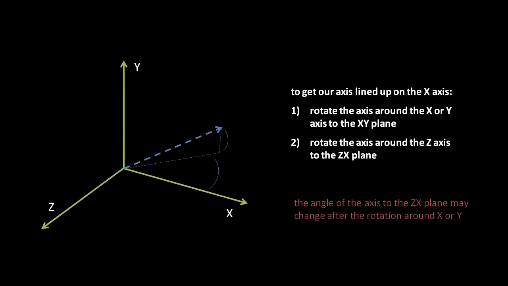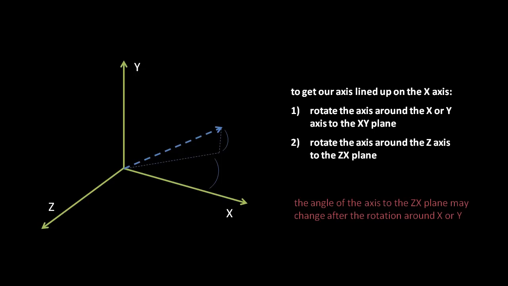We have 2 more options for rotating the line. We can rotate to the xy plane first by rotating around either x or y, and then we would rotate to the zx plane by rotating around z. So note that we can rotate the line to overlap the x-axis in 4 possible combinations of 2 axis rotations: either z then y, or x then y, or x then z, or y then z.